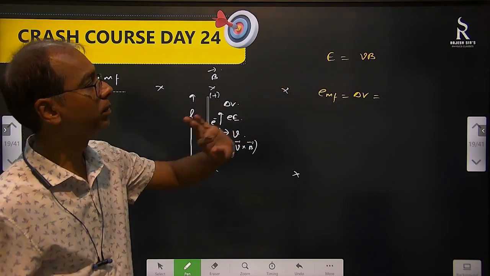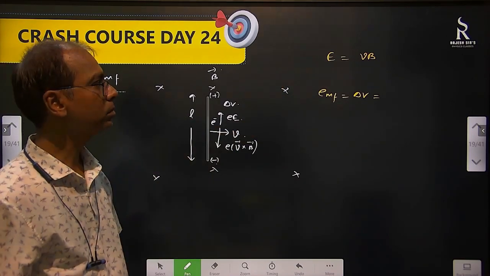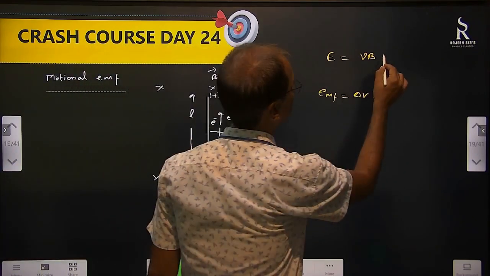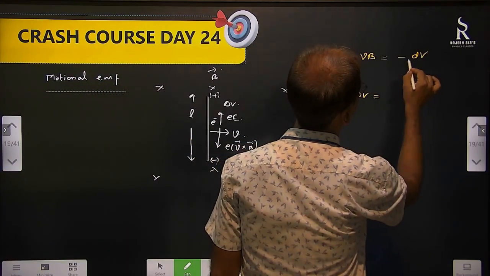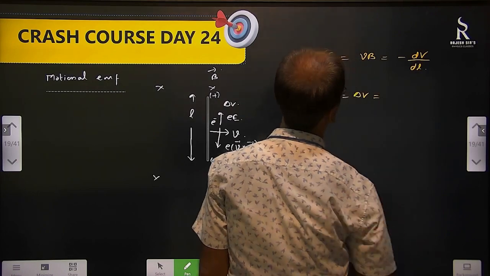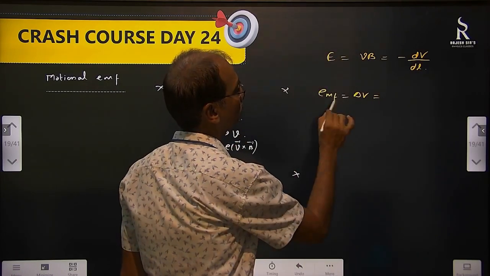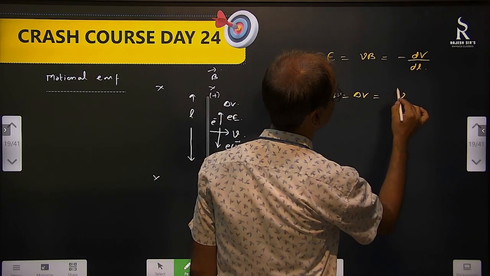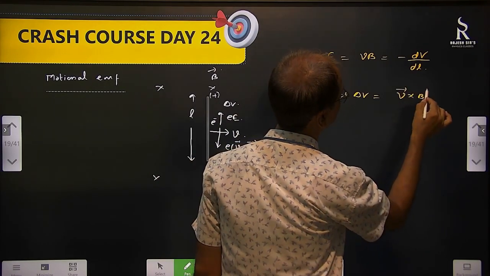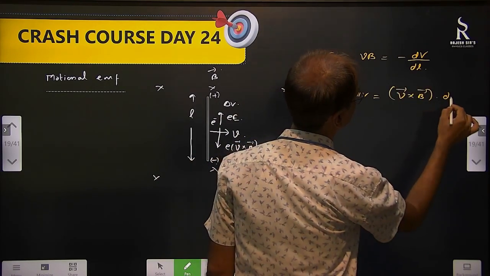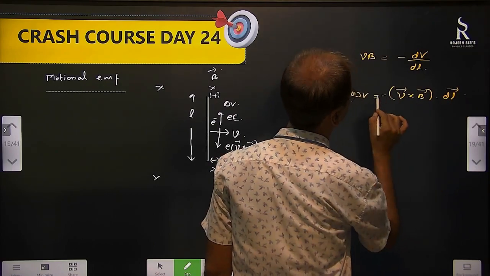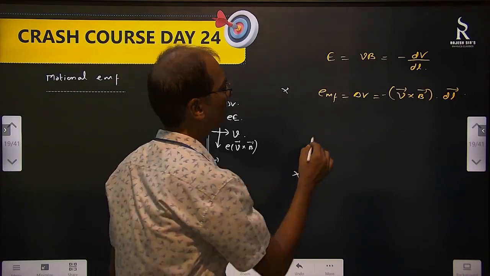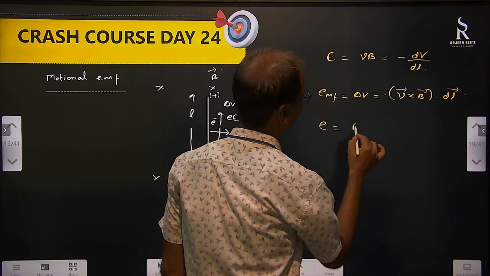Now E is given. E we got. E is what? Minus dV by dl. So dV for EMF is equal to what? VB dl, or you can write in terms of vectors, V cross B dot dl. This is EMF. Or in general terms, we write it as VBL.